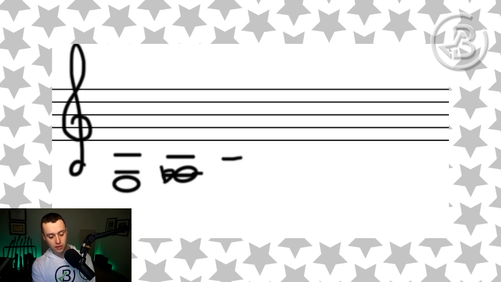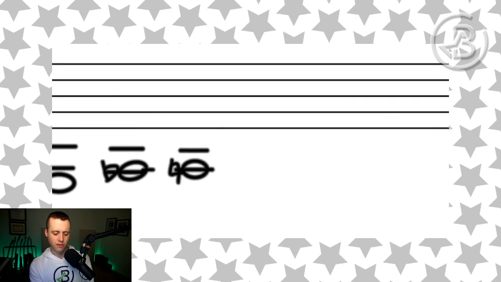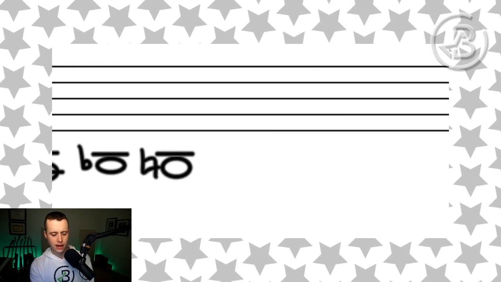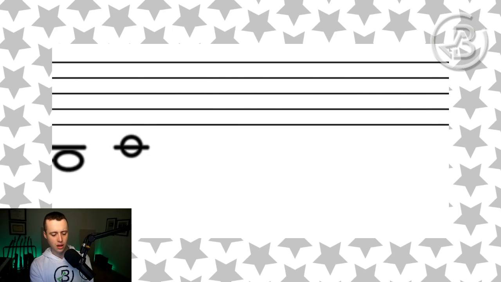Half step up from A flat, sure enough, is going to be A natural. Half step up from A natural is going to be B flat. Half step up from B flat is B natural. Half step up from B natural is C. Remember, no sharps or flats between B and C.